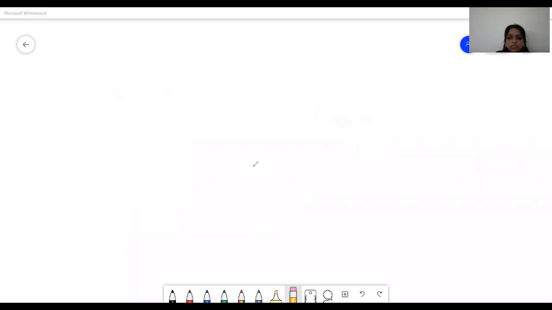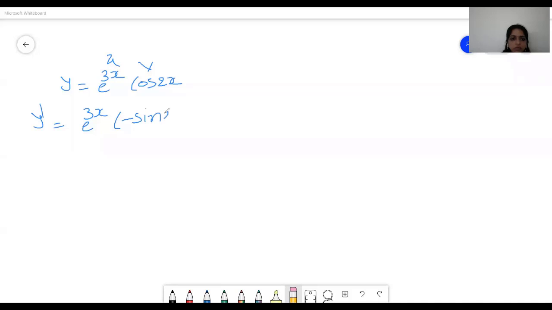Now the next sum is y equal to e raised to 3x into cos 2x. So students, here we are applying the u into v rule. So e raised to 3x, keep it same. Derivative of cos 2x, that is minus sine 2x, plus cos 2x minus sine 2x into 2.